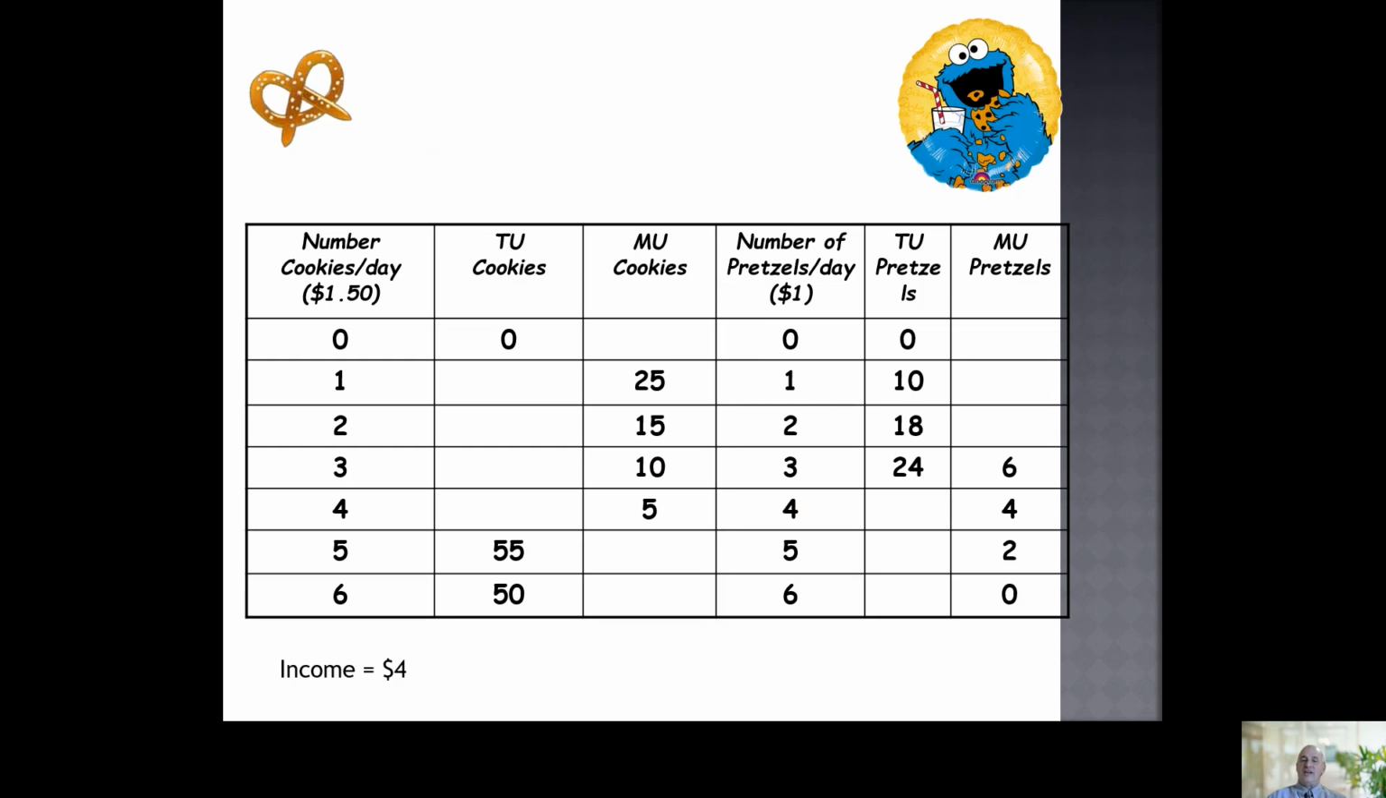So as another example, we have cookies and pretzels. Same, I made the math a little bit similar. Cookies are $1.50, pretzels are $1. I challenge you just to pause the video and try to figure out, if I have an income of $4, how many cookies and how many pretzels will I consume in order to maximize my level of satisfaction?